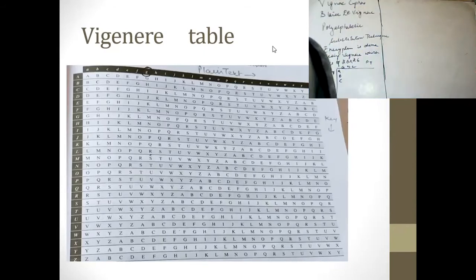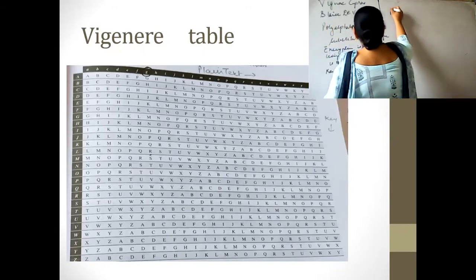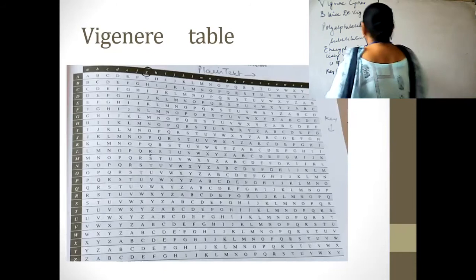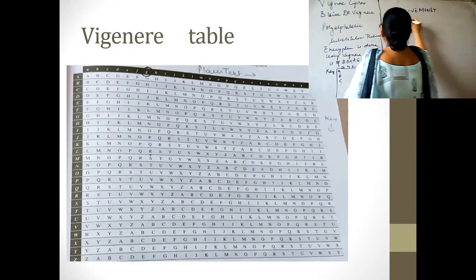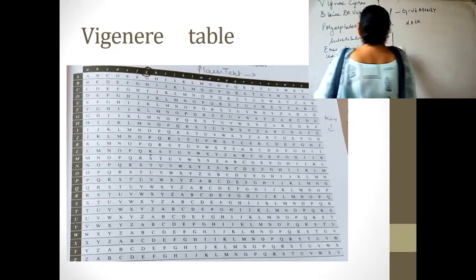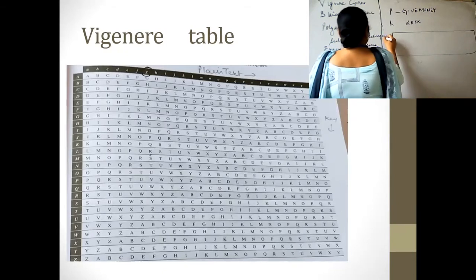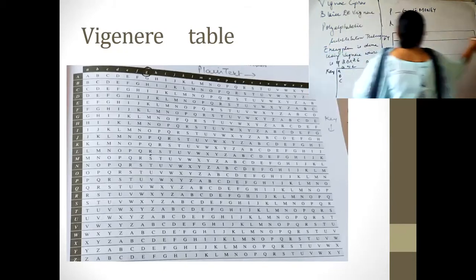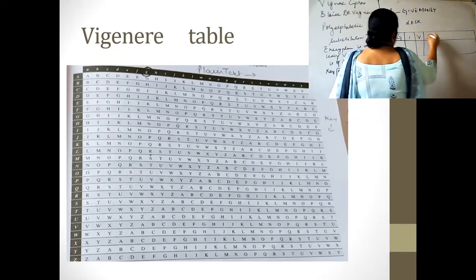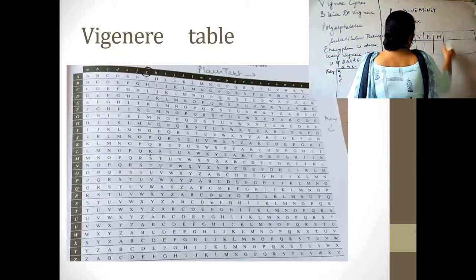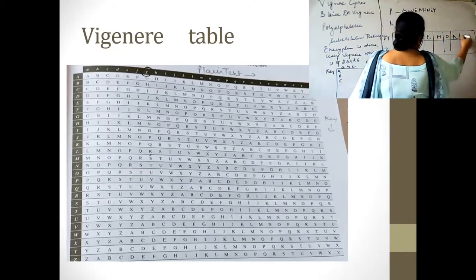So on the left hand side is your key in the table, and this is your plain text which we are going to match. Now, for example, plain text and key is given. That is, give money and lock. Okay, so make a matrix in this form. PT and key. Write down G I V E M O N E Y.